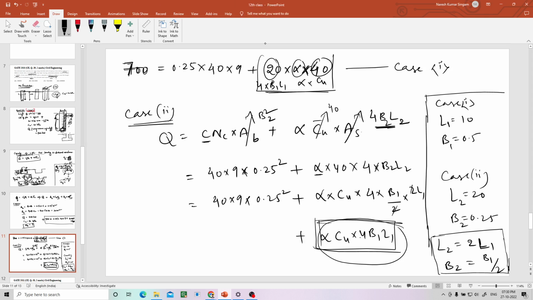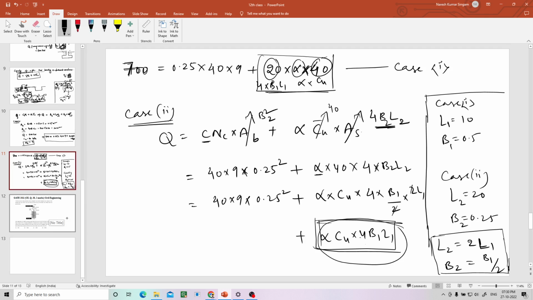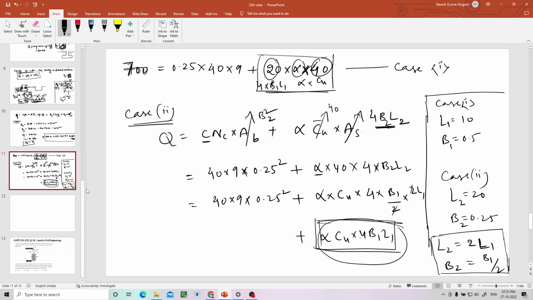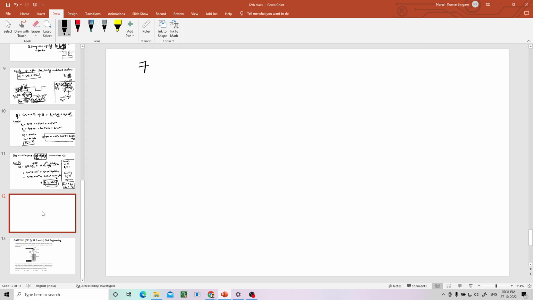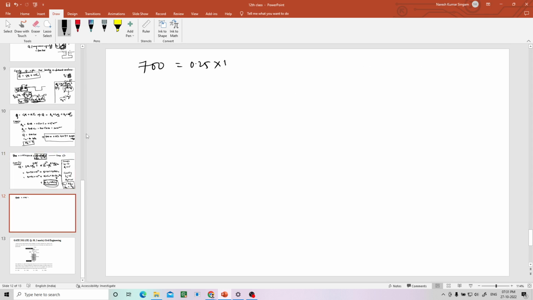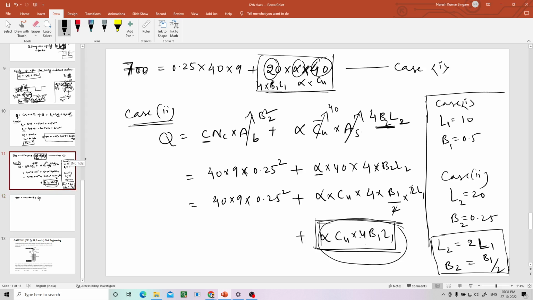Okay, and you can substitute that alpha here, or else you can just take it from case one. What can I write is, just a minute, from the case one formula I am writing again: 700 equals 0.25 into 40 into 9. I'll just write this as QF. So this whole is QF. Here also QF, because both are the same.